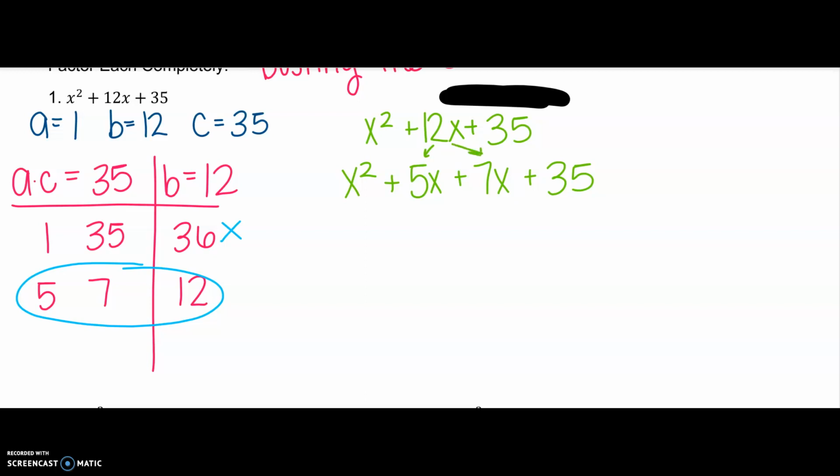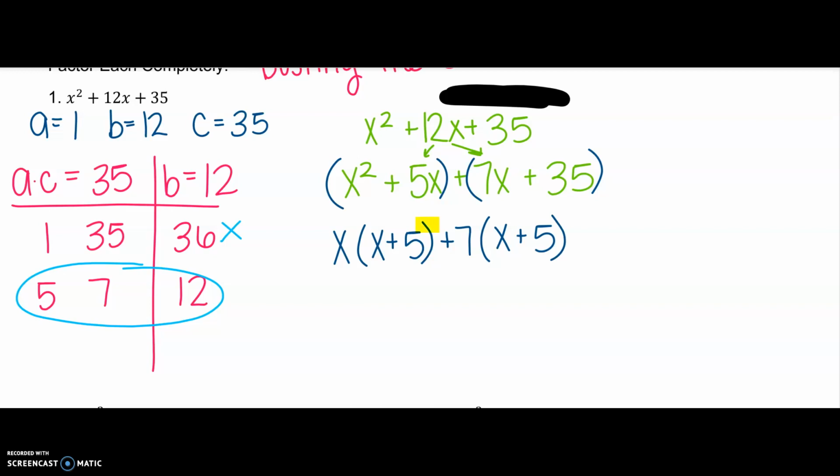Okay? Now we're going to use the grouping method to factor the problem. So I'll group my first 2 terms and my last 2 terms together. I'll find the GCF of my first group. The GCF here is x, and I'm left with x plus 5. I'll find the GCF of my second group now, which is 7. And what is left over is x plus 5.